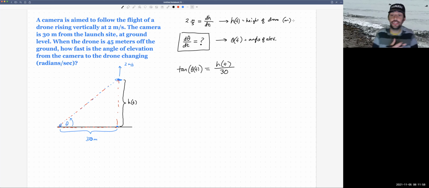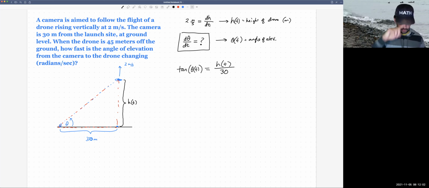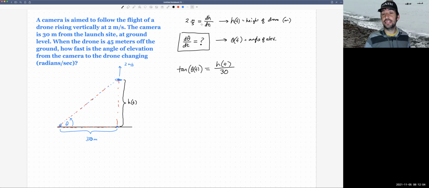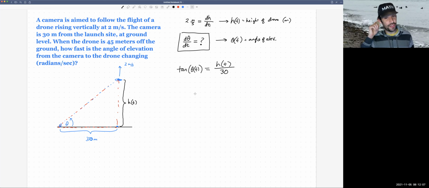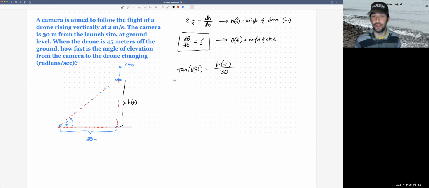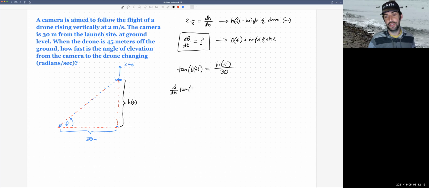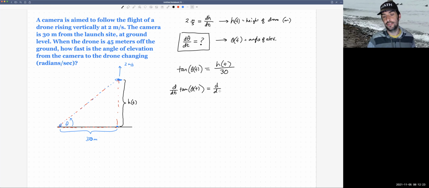So here's a nice relationship between the two of them, right? Well, what we're interested in is the derivative of theta. So we should try taking a derivative of this equation, right? If these are two equivalent functions, their derivatives should be equivalent. So let's take the derivative of both sides with respect to t and see what we end up with.